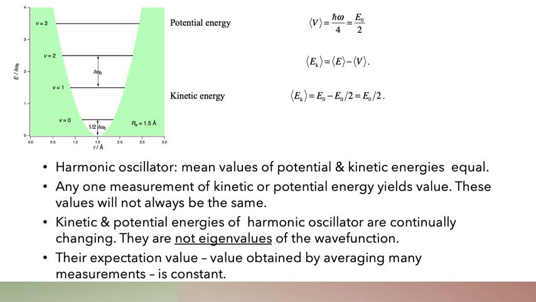So I hope this exercise has helped to clarify the differences between expectation values and eigenvalues. It's shown you how they're related to each other, and I hope as well that it's shown you when measurements yield one value as opposed to a distribution of values, even for a well-prepared system, a model system like the harmonic oscillator.